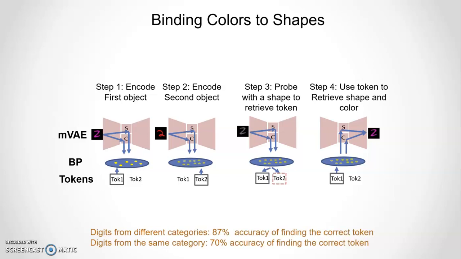We could show that the accuracy of finding the correct token was 87% when digits were from different categories, and it was 70% when digits were from the same category.